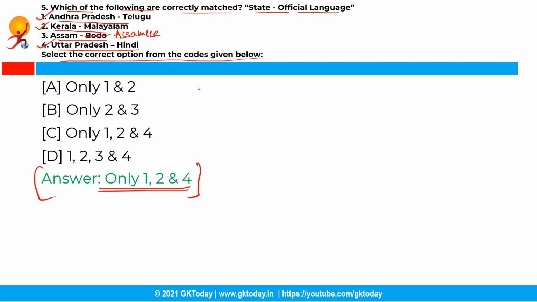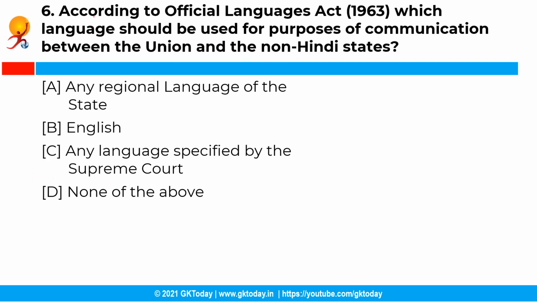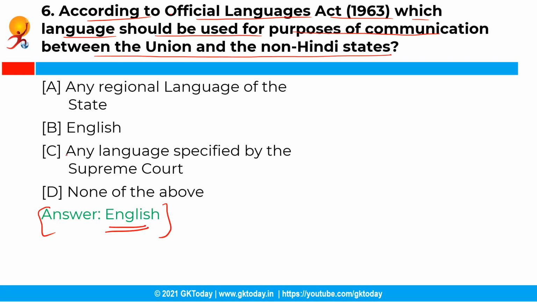Moving ahead with the next question. So, according to the Official Languages Act of 1963, which language should be used for purposes of communication between the Union and the non-Hindi states? So, you have the following options and the correct answer is option B, that is English. So, the Official Languages Act of the year 1963 states that English should be used for purposes of communication between the Union and the non-Hindi states, that is the states who have not adopted Hindi as their official language.